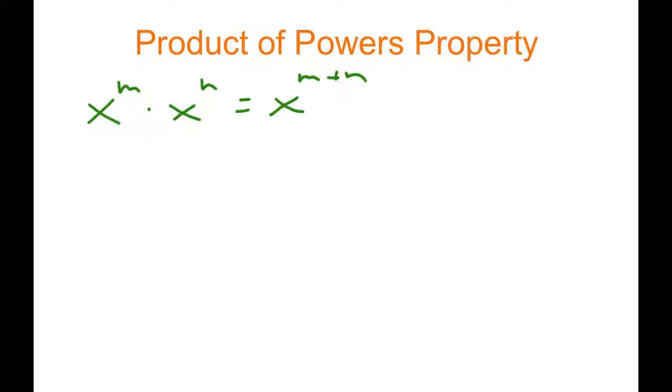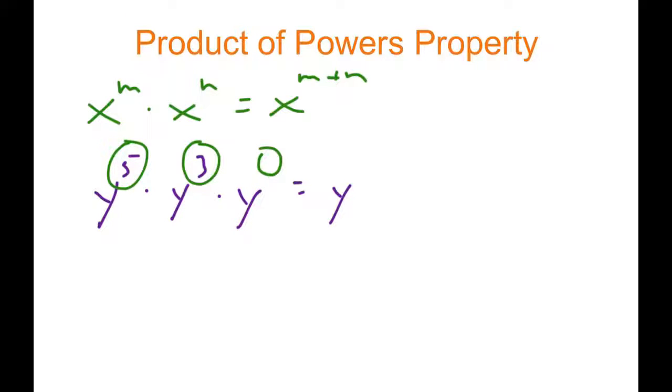So let's look at an example. y to the fifth power times y to the third power times y. So if I'm multiplying, each factor has the same base of y. I'm going to add our exponents. So we have an exponent of 5, exponent of 3, and then there's no exponent there, but we know that when there's not an exponent showing, it's always to the first power. So 5 plus 3 plus 1 is 9, and we get y to the ninth power.